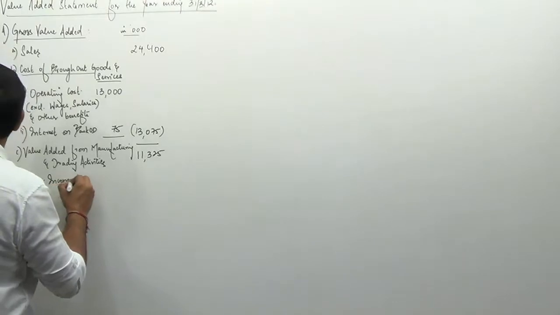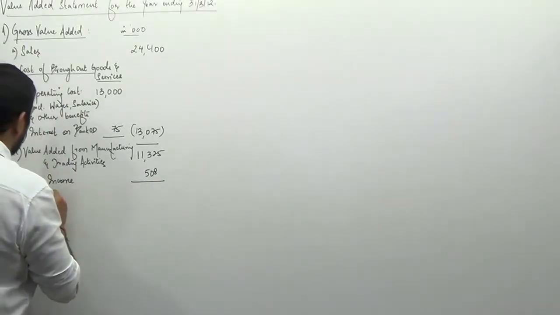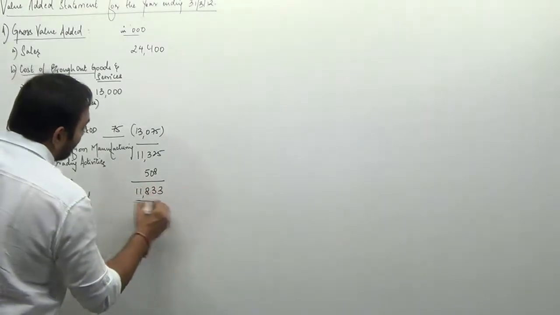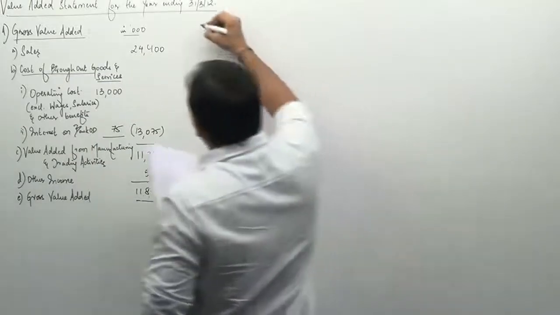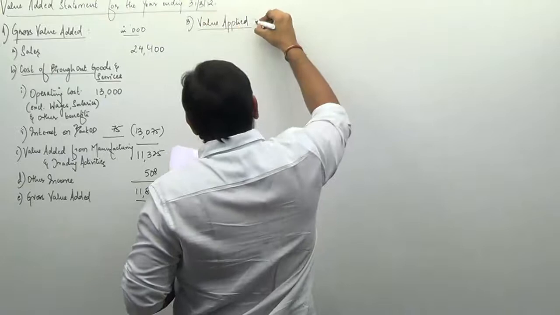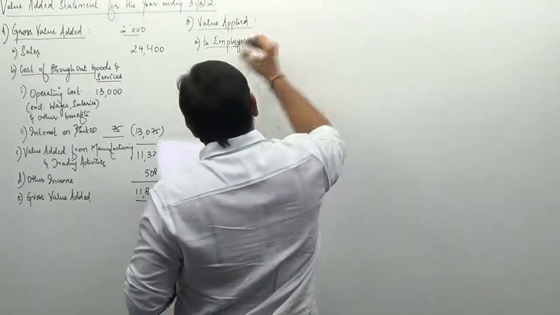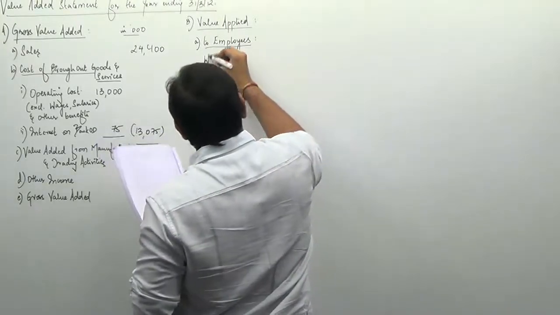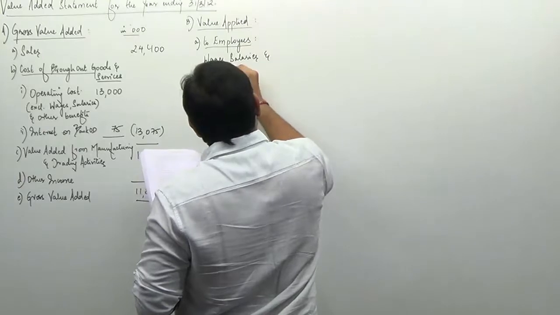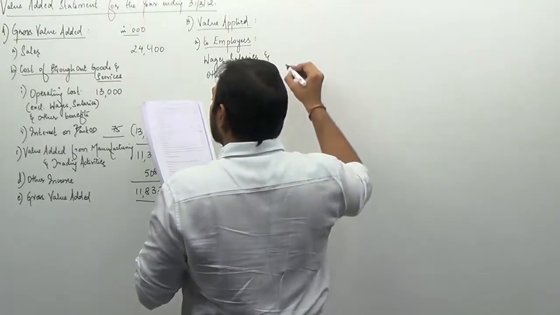Add other income, 508, and my gross value added is 11,833. And go for the statement of value applied. Try to place one by one. Value applied to employees. Only one figure existing, that is wages, salaries and other benefits. The amount for this is 8250.